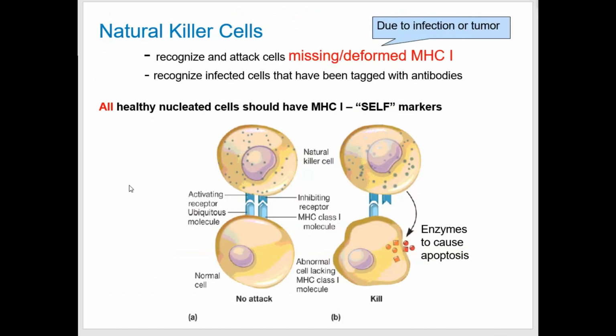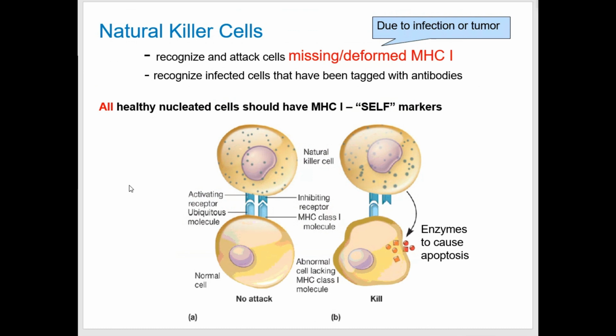Natural killer cells are going to recognize and attack cells that are missing or have a deformed major histocompatibility complex class 1. So what this means is MHC1. These are self-markers. These are glycoproteins that are embedded in cells, and that's how cells recognize themselves, because you would have a very specific pattern for that particular protein. And normal, all healthy cells would have those complexes, but sometimes if the cell is cancerous, they may not be expressing that protein, so that protein is missing.